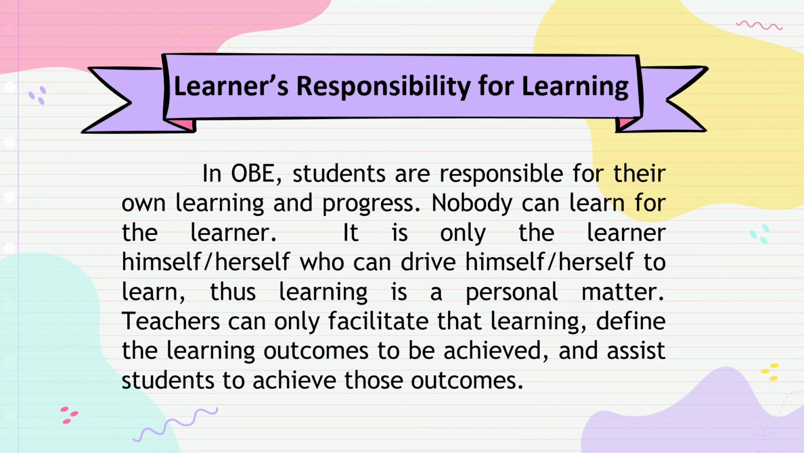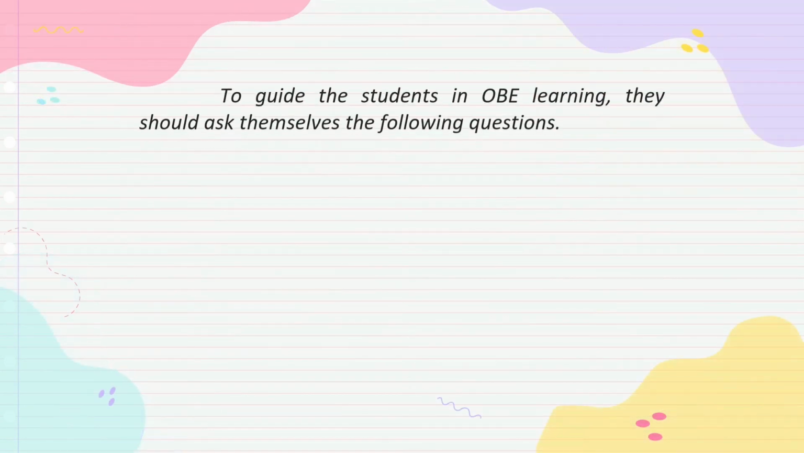One of the great benefits of outcome-based education is that it makes students aware of what they should be learning, why they are learning it, what they are actually learning, and what they should do when they are learning. All of this will conclude with the achieved learning outcomes. In terms of students' perspectives, there are common questions that will guide them as they learn under the OBE curriculum framework. To guide the students in OBE learning, they should ask themselves the following questions.